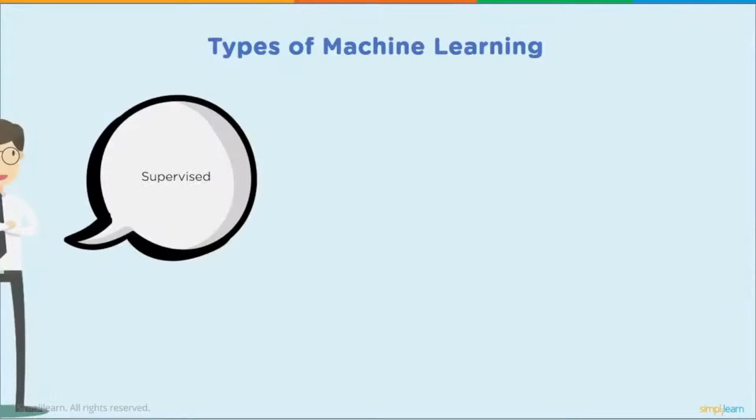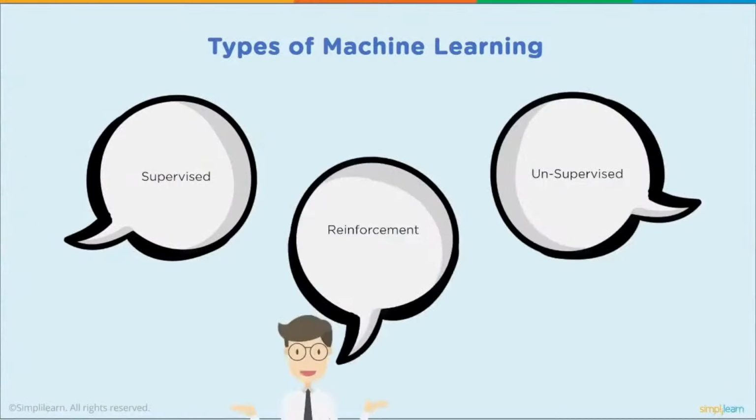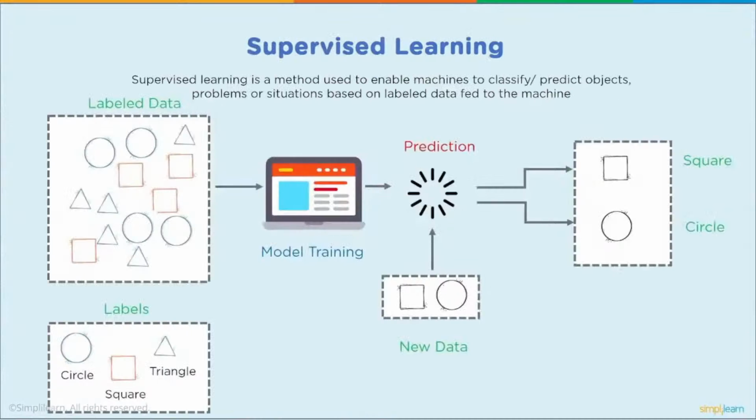And these last few bring us into the next topic, which is another way of dividing our types of machine learning, and that is with supervised, unsupervised, and reinforcement learning. Supervised learning is a method used to enable machines to classify, predict objects, problems, or situations based on labeled data fed to the machine. And in here you see we have a jumble of data with circles, triangles, and squares, and we label them. We have what's a circle, what's a triangle, what's a square, and we have our model training, and it trains it so we know the answer.